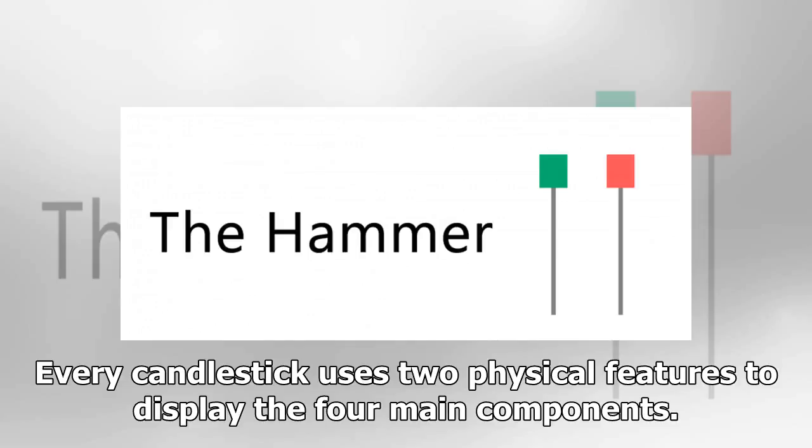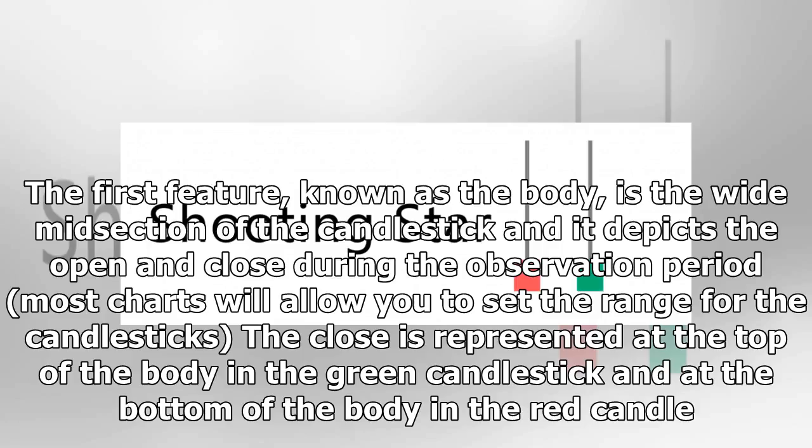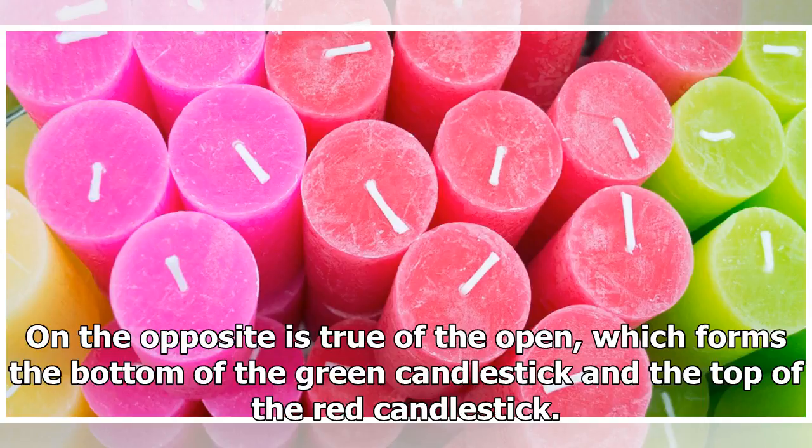Every candlestick uses two physical features to display the four main components. The first feature, known as the body, is the wide midsection of the candlestick, and it depicts the open and close during the observation period. Most charts will allow you to set the range for the candlesticks. The close is represented at the top of the body in the green candlestick and at the bottom of the body in the red candle.